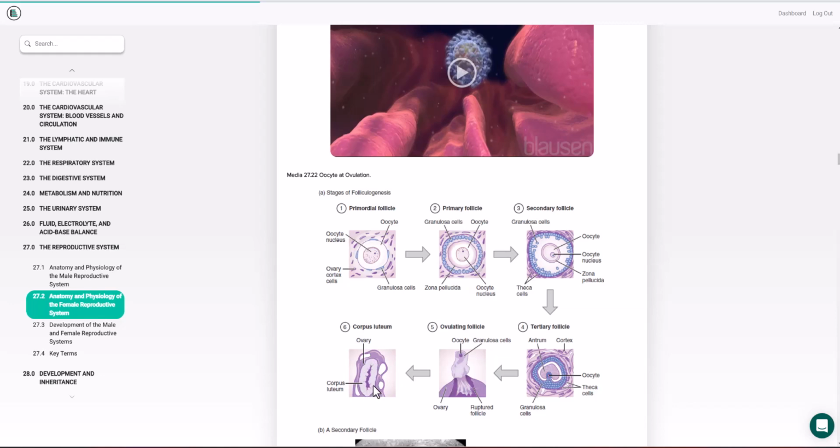But the corpus luteum helps to make progesterone. Progesterone, recall, is a lipid. So the cholesterol that is found in the corpus luteum is necessary for the synthesis of the progesterone that the corpus luteum will release, and I'll describe more in a moment.